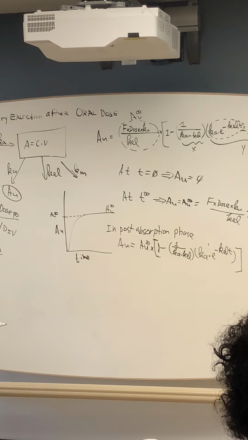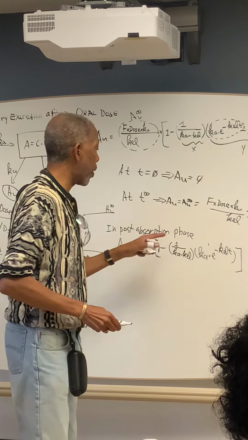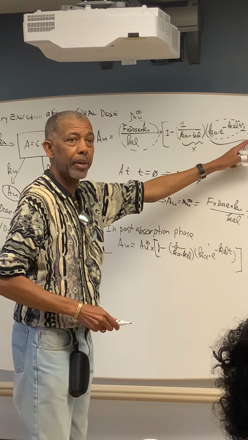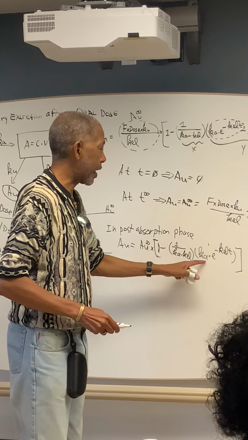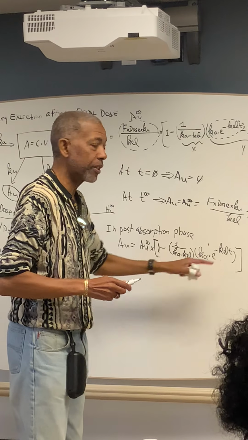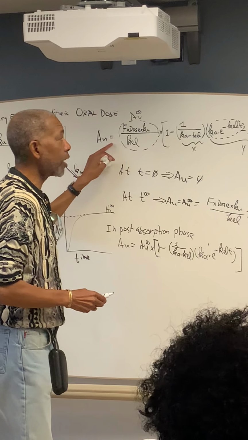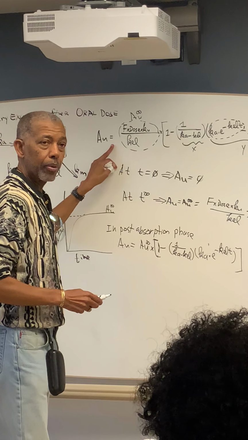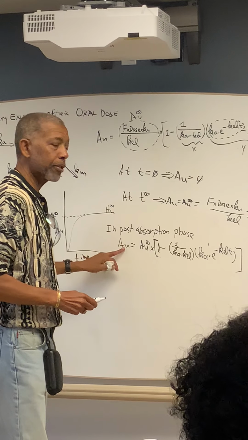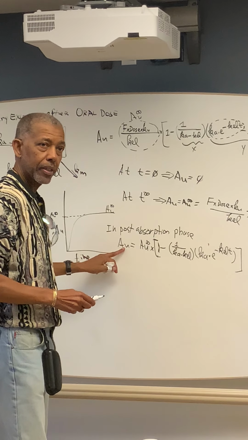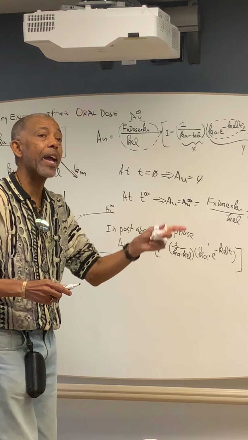Is that okay? This second term, in the post-absorption phase, is so small that all I have in the post-absorption phase is this right here. So this equation is always true, but we can shortcut if we're looking at urinary excretion in the post-absorption phase. In other words, if we've gone past Tmax.